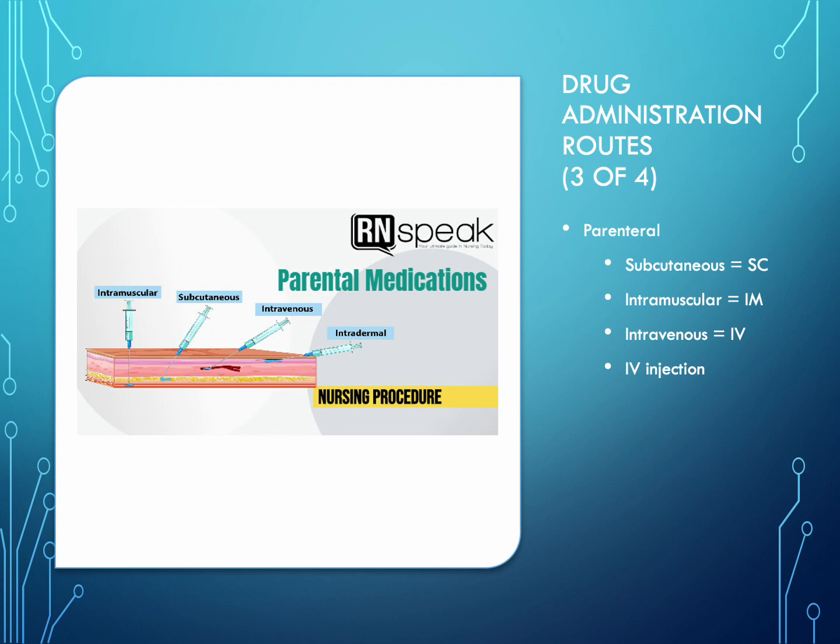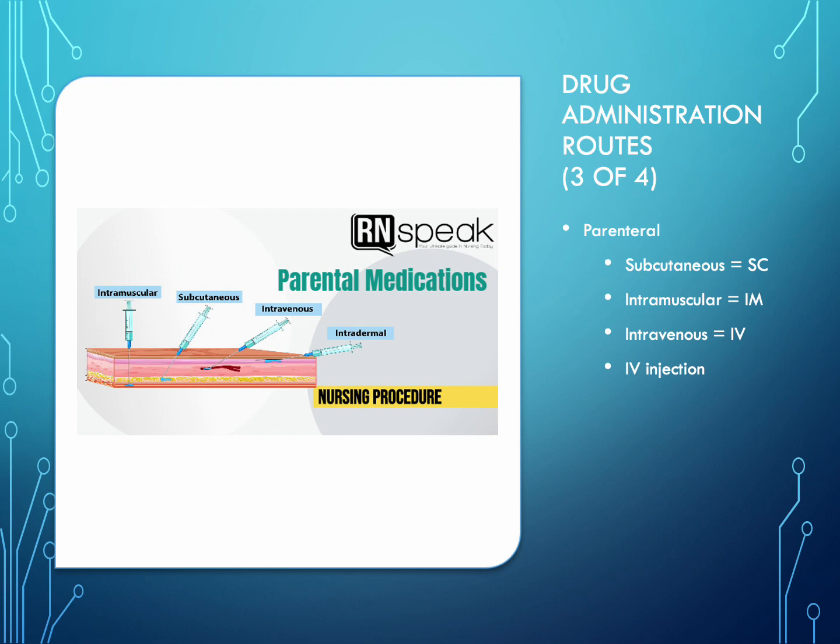Common sites are the upper lateral aspect of the arm, the anterior thigh, and the abdomen. Injections here, depending on blood flow, are going to be absorbed fairly rapidly. In surgery, we don't really use this route a lot, except in rare cases where they might inject heparin subcutaneously. But I've never witnessed that in my time working in the OR.